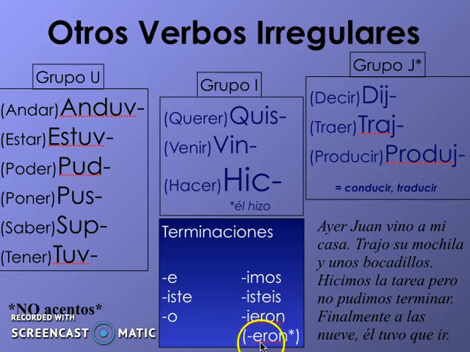And then this group, the grupo J, is just a tiny bit different in the ustedes, ellos, ellas form. So dije, I said, traje, I brought, produje, I produced. So there are some other verbs that are similar to these. These can sometimes be roots, and so other similar verbs will carry this same irregular pattern. And again, all of these lack an accent, no accent marks on these.